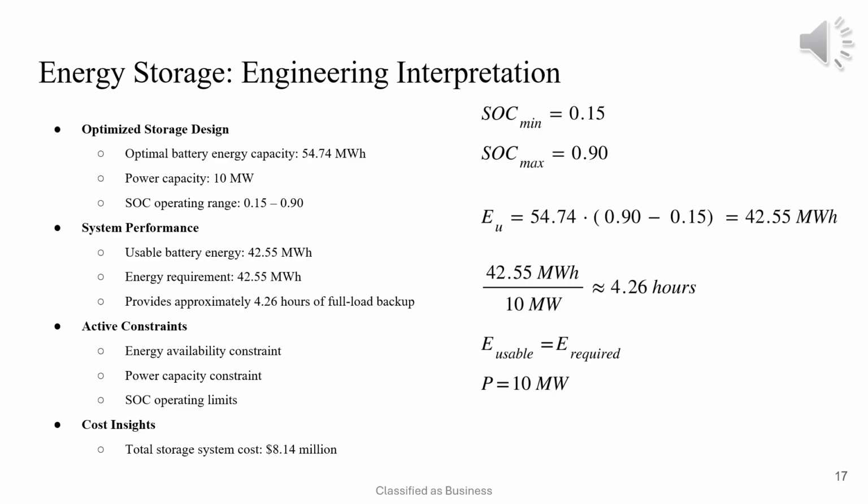At the optimal solution, the active constraints are the energy availability constraint, the power capability constraint, and the SOC operating limits. The total estimated storage system cost is about 8.14 million.